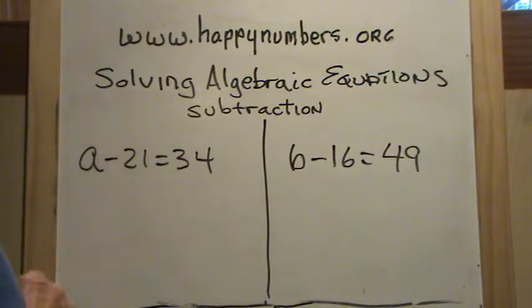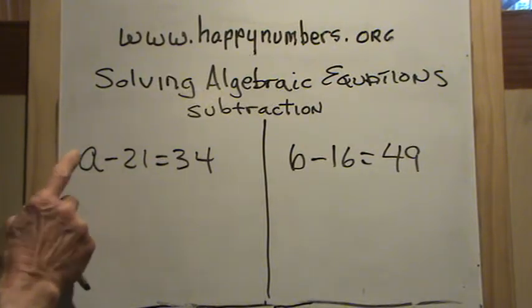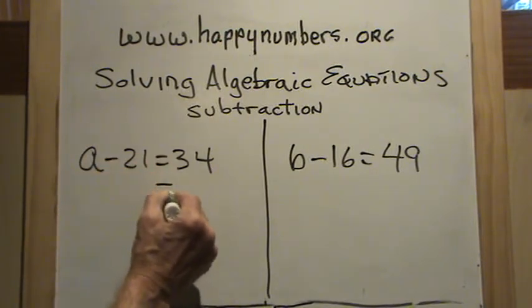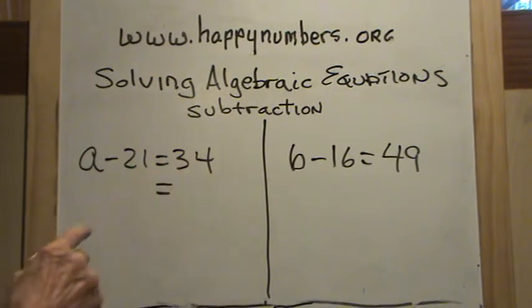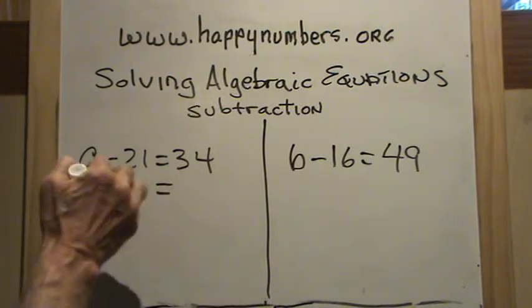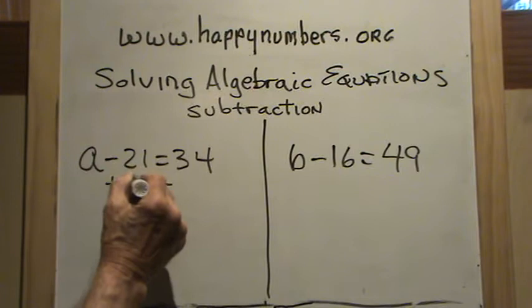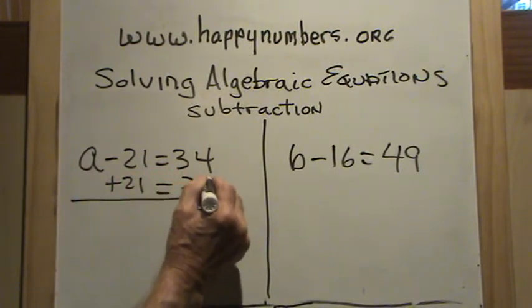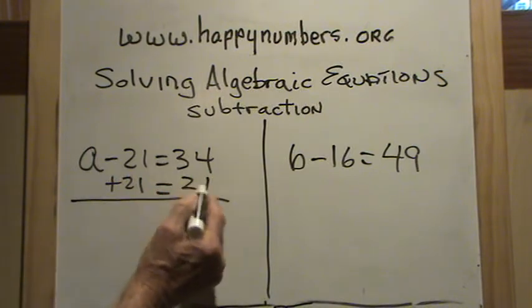Okay, well, we have a, and I have to get a by itself on one side of the equal sign, and all the numbers on the other side. Well, I have a negative 21, so I can put a positive 21. And if I do that on this side, I have to put a positive 21 on the other side. I don't have to write the positive because I know it is.